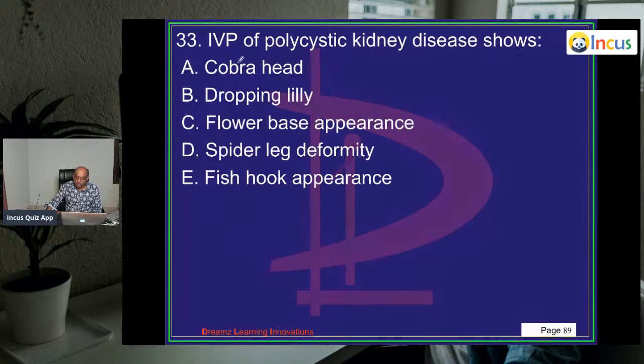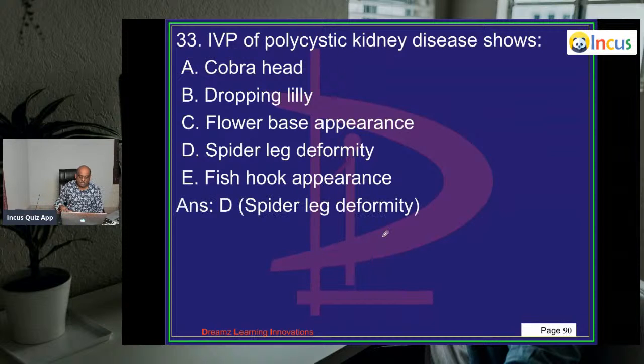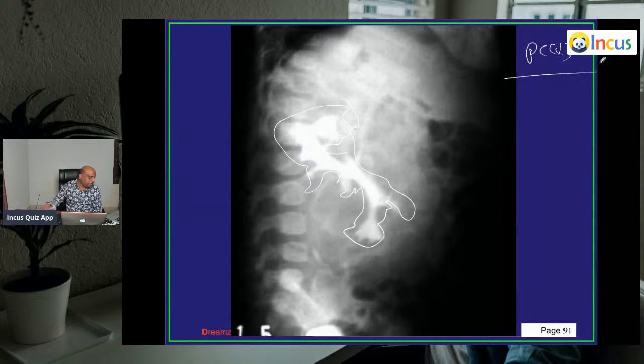If you do intravenous pyelography in polycystic kidney disease, what does it show? There is something called spider leg appearance. Because the pelvicalyceal structure is all distorted, it looks like a spider leg in case of polycystic kidney disease, is what you need to remember.